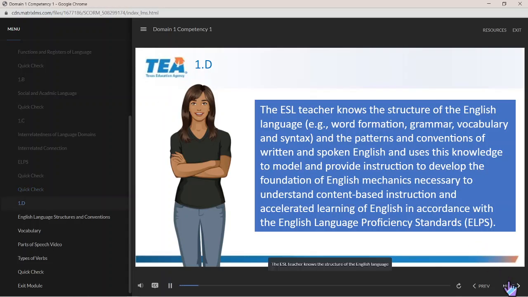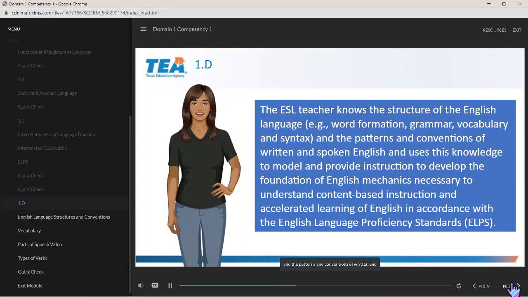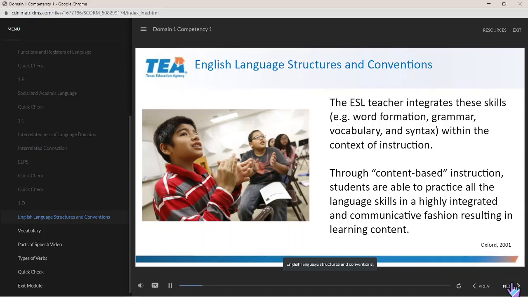1.D. The ESL teacher knows the structure of the English language, including word formation, grammar, vocabulary, and syntax, and the patterns and conventions of written and spoken English, and uses this knowledge to model and provide instruction to develop the foundation of English mechanics necessary to understand content-based instruction and accelerate learning of English in accordance with the English Language Proficiency Standards, ELPS. English language structures and conventions.